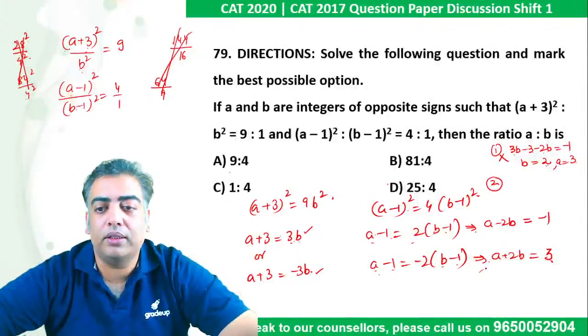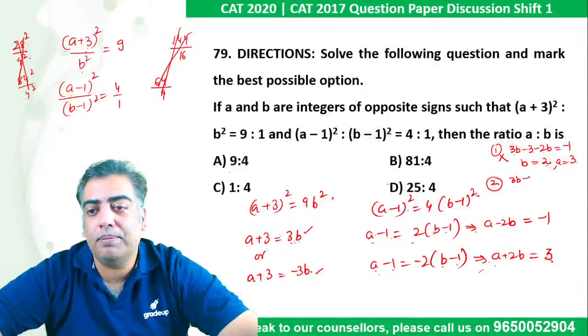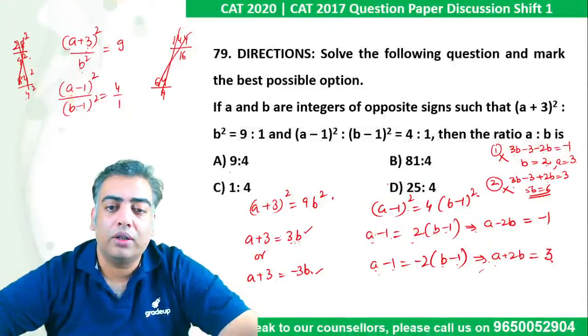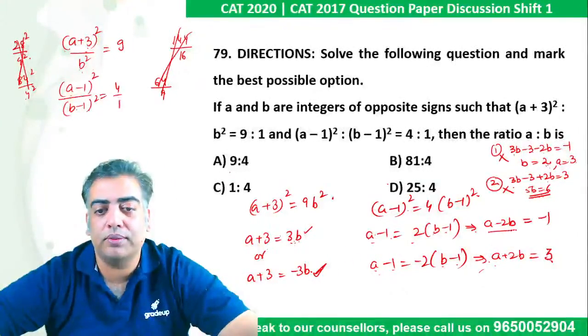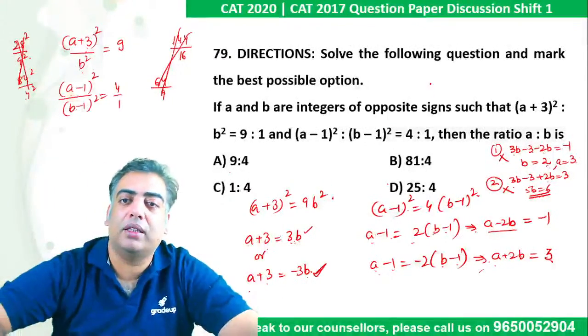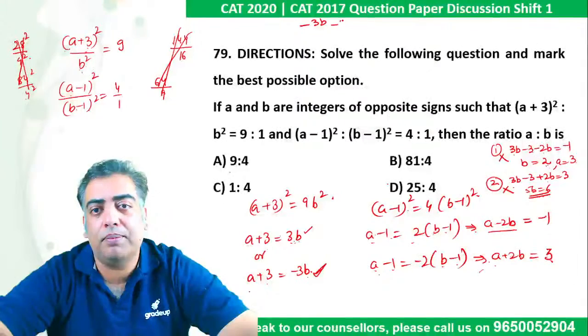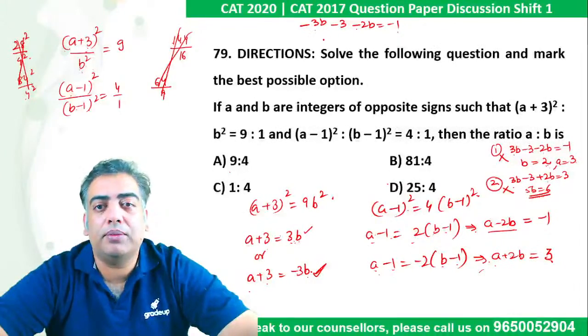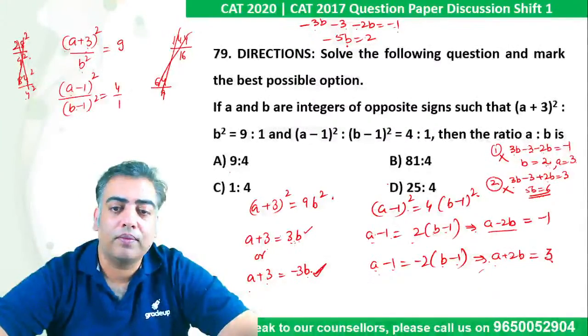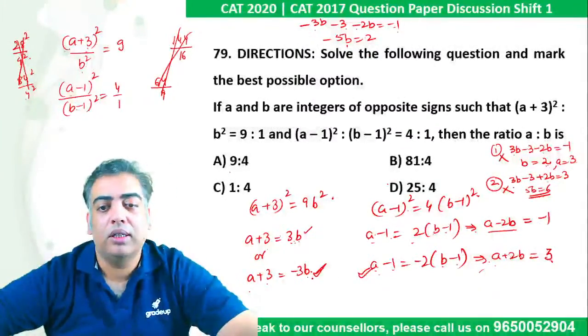If I solve 1 with second, put a equal to 3b minus 3 here, so 3b minus 3 plus 2b equals 3. So 5b equals 6, which is not giving me an integral value of b, hence ruled out. Now let's solve the second equation with this first equation. So a is minus 3b minus 3. So minus 3b minus 3 minus 2b equals minus 1. So minus minus becomes minus of 5b, and 3 minus 1 is 2, so b is not an integer. So fourth will definitely give me integral values.